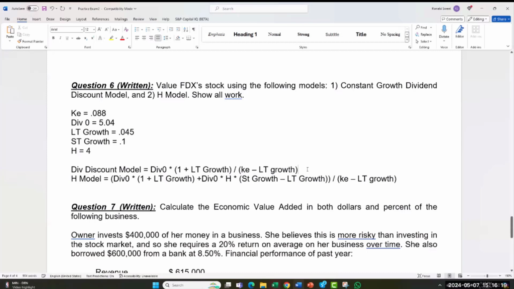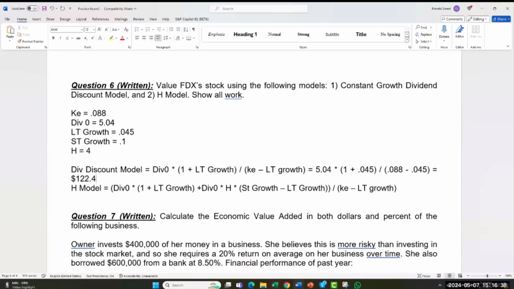And so here we have 5.04 times 1 plus 0.045 divided by 0.088 minus 0.045. When you do that, you should get 122.48. Hopefully someone got that number as well.